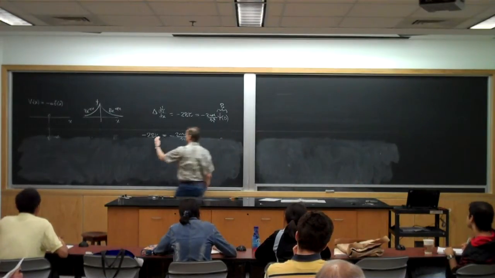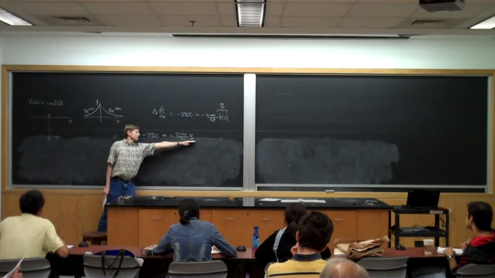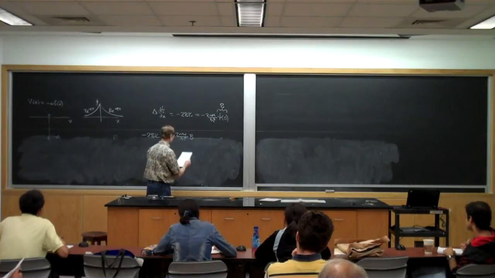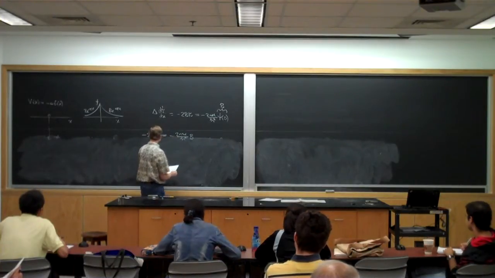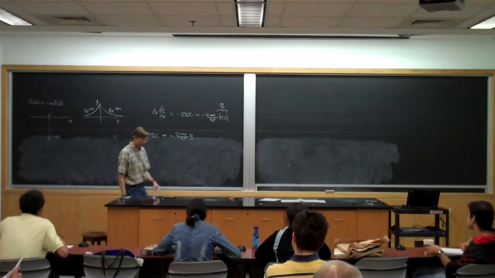This is the jump in the derivative based on the solution we found. This is the jump in the derivative based on integrating the Schrodinger equation. That's an h-bar squared there. And so the b's drop out. Sorry, the b's drop out.